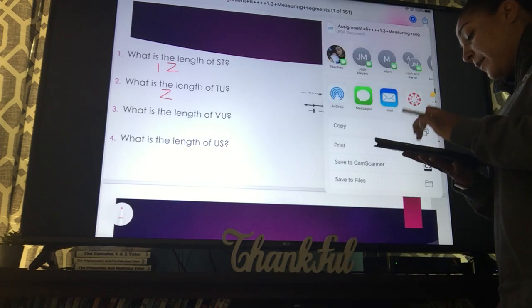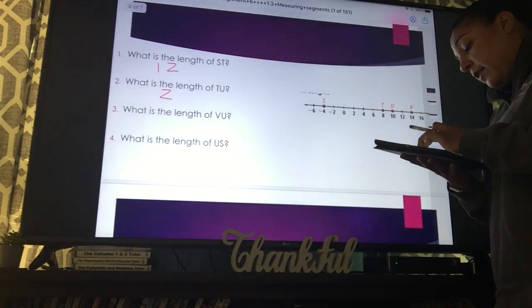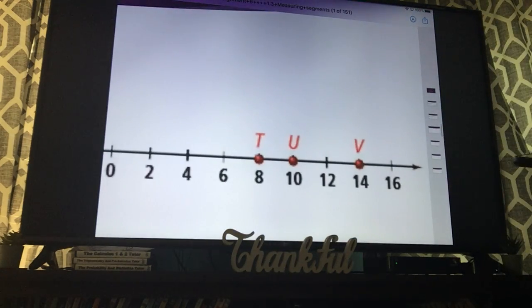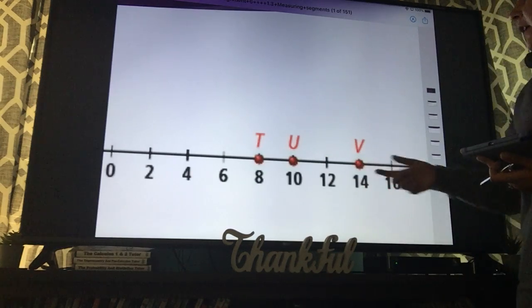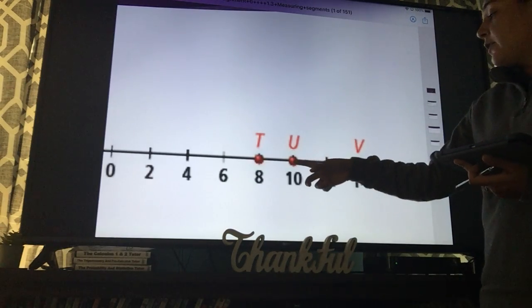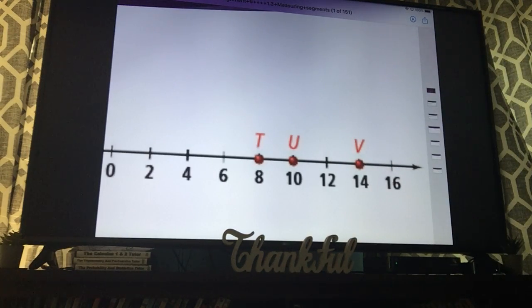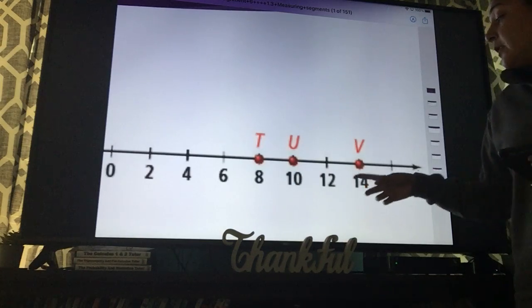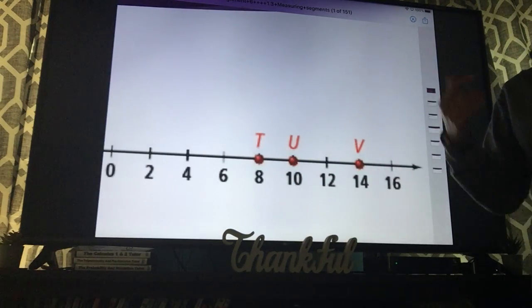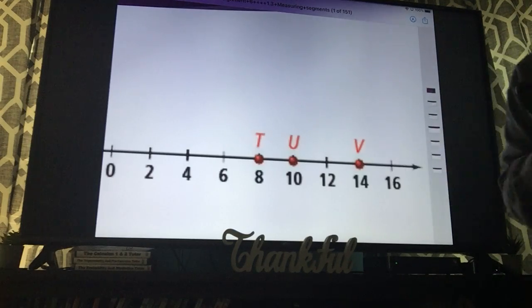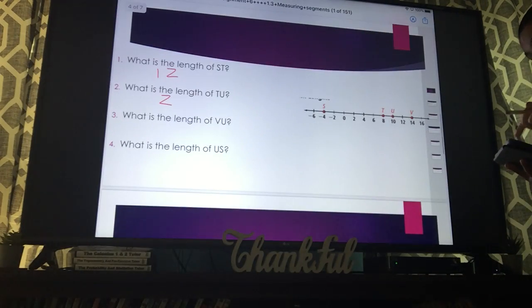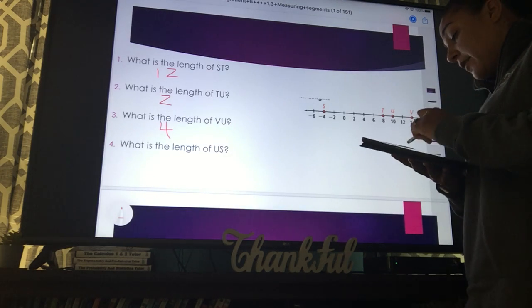Now we know with segments, the order does not matter. So it doesn't matter if we're looking at VU or UV. It's the same. So U is at 10, V is at 14. What would be the length? It doesn't matter if you're going from 10 to 14 or 14 to 10, because we're looking at length, not necessarily a positive or negative number. All of your numbers should be positive. If you write down a negative number, I'm going to be like, what are you doing? So what's the difference between 10 and 14? If we were counting 10, 11, 12, 13, 14, the distance is 4.